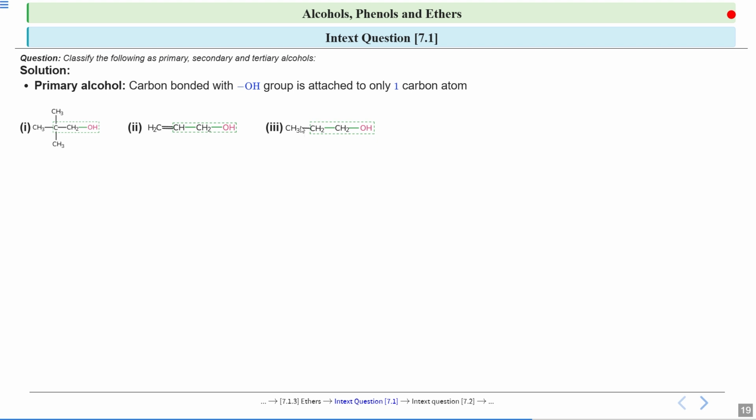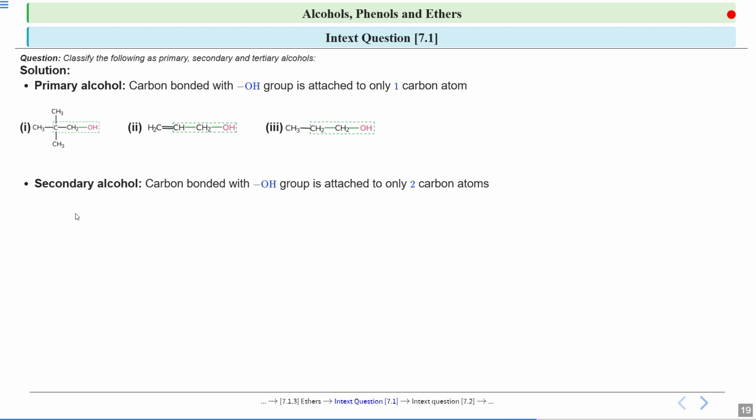Now, if you see the third structure, CH3, CH2, CH2OH, butanol, right? So the hydroxyl is present at this carbon, and this carbon is attached to one other carbon. So this is also a primary alcohol.